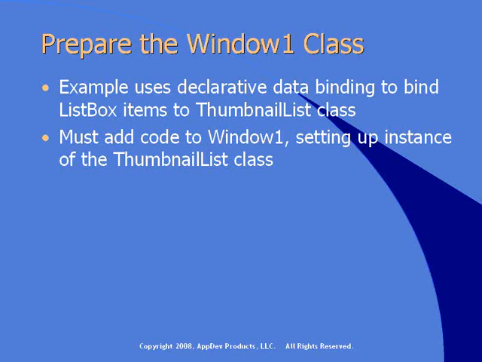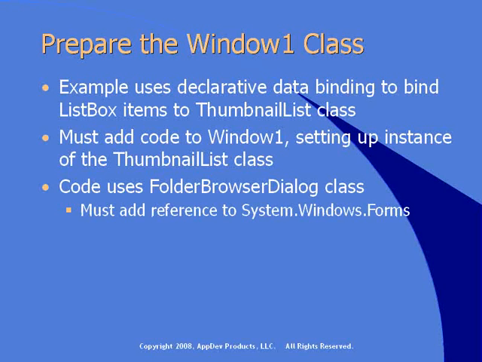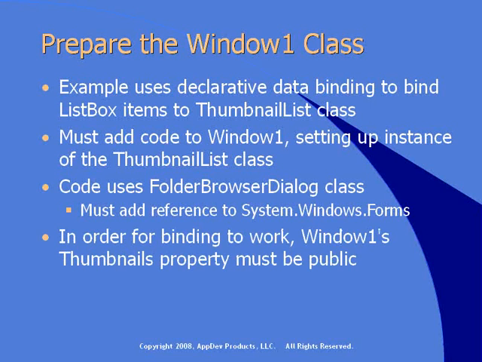Someone's got to create that instance, and our code will do that. We'll also use the folder browser dialog class, which actually comes to us from the Windows Forms namespace of classes, to display the folder browser dialog. To do that, we have to add a reference to system.windows.forms because it isn't part of WPF. Finally, in order for binding to work, Window 1's thumbnails property must be public. It's exposed publicly so we can see it from our XAML markup. Well, let's now prepare the Window 1 class to hook up the data binding.